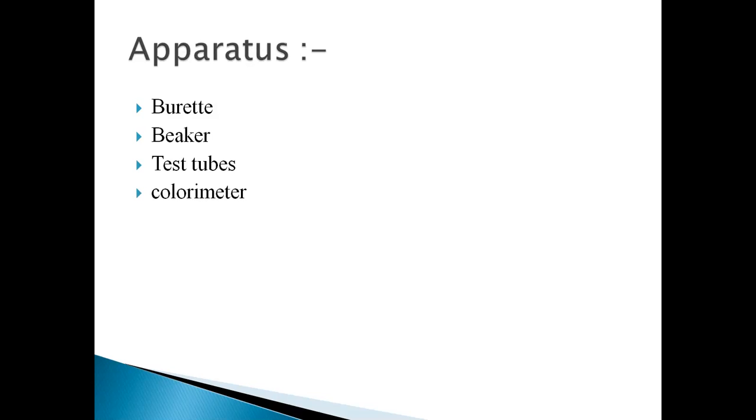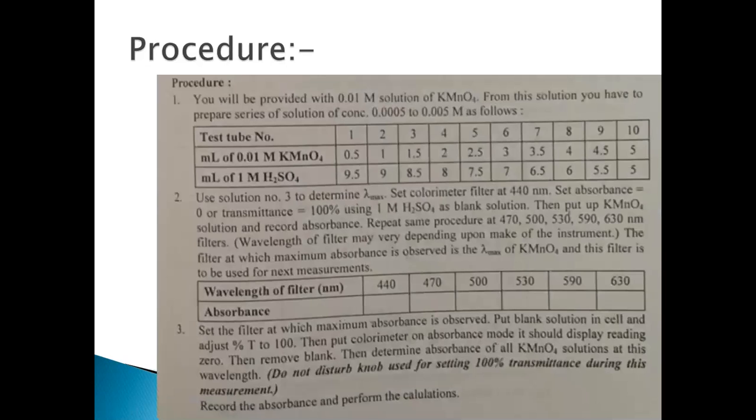And at last we require the instrument by which we can measure the absorbance of the solutions, and that instrument is the colorimeter. Now the next point, procedure. Which procedure are we going to follow during the experiment? The procedure is described here. First of all, you have to prepare a series of solutions whose concentration ranges from 0.0005 to 0.005 molar. Take the test tubes and number them 1, 2, 3 up to 10. So take 10 test tubes for keeping these solutions.